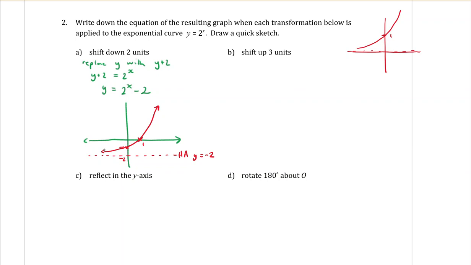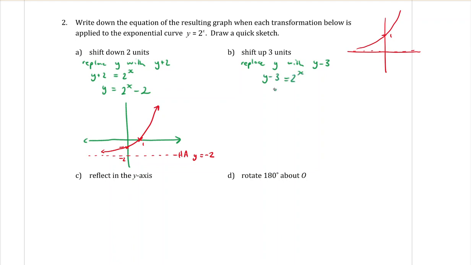Next one, I want to shift up 3 units. So I'm replacing x or y? Y again, because I'm still doing it vertically. But this time with, what am I replacing it with? Yes, minus, because I'm going up. It's always the opposite direction in my mind. So if I'm going up, it means I want minus. If I'm going down, I want a plus. So subbing that in, I will have y minus 3 equals 2 to the power of x.